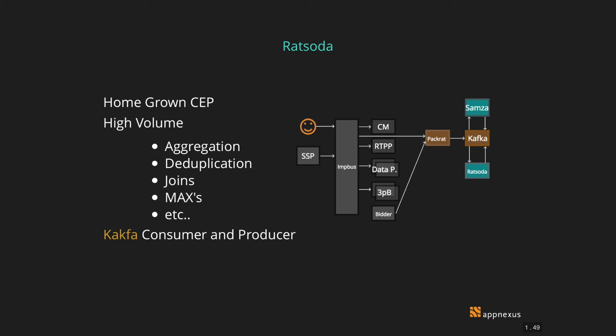Okay, Ratsoda. This is where it starts to get fun. So Ratsoda is a homegrown complex event processor written in C. I looked at Esper, which some of you may know is a complex event processor written in Java, which uses a SQL-like language on top of streams. Esper doesn't really shard, and it can't handle our data volume load and keep everything in RAM on a single box. No good. We looked at a couple of other things like Spark, really slow.